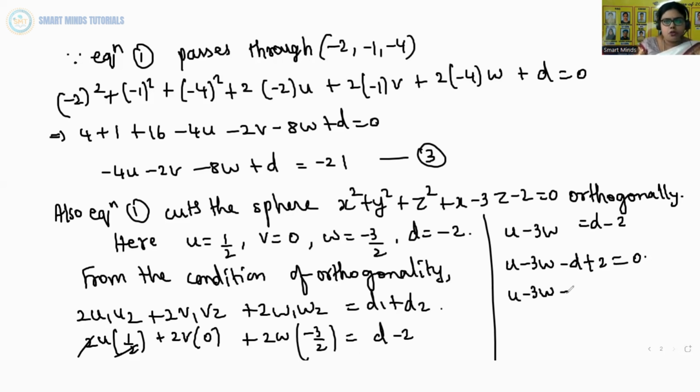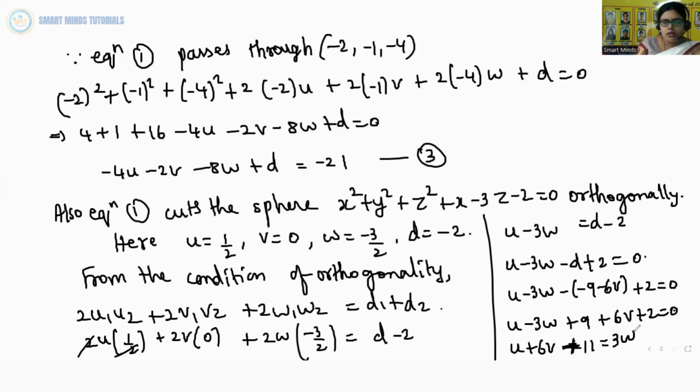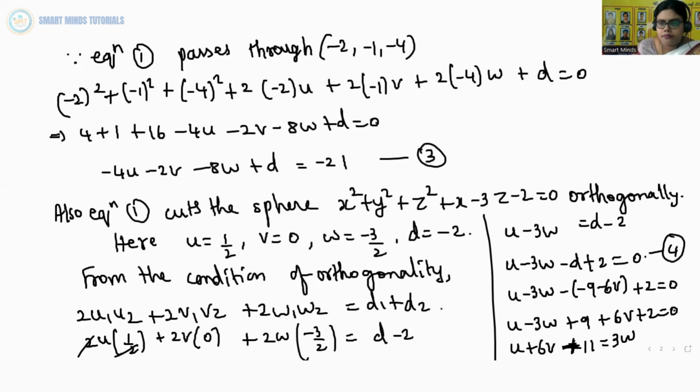Now from equation number 2, I am substituting the d value. We got d as minus 9 minus 6v. So u minus 3w plus 9 plus 6v plus 2 is equal to 0. So u plus 6v plus 11 is equal to 3w. So if you find the w value, you get w equals 1 by 3 into u plus 6v plus 11. Let's say this is equation number 4.